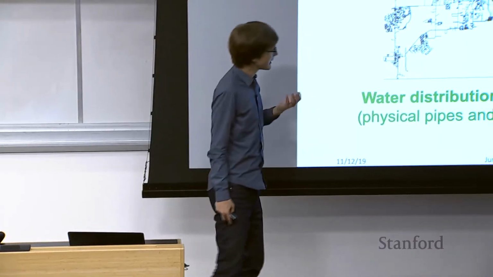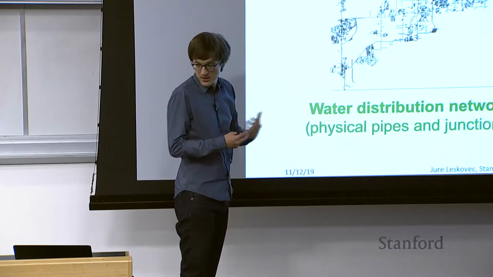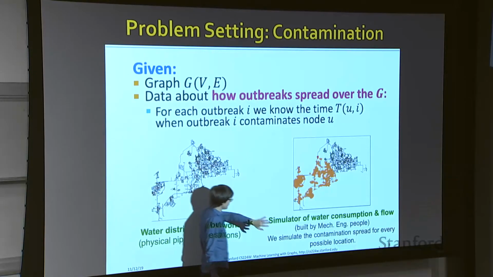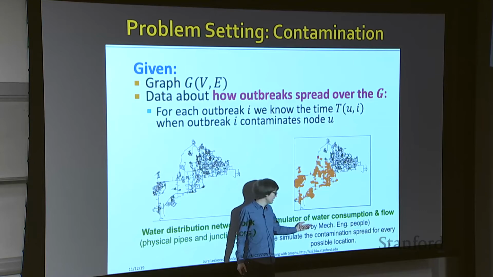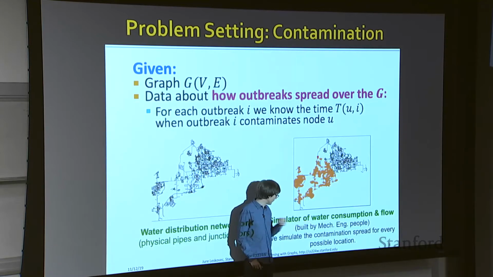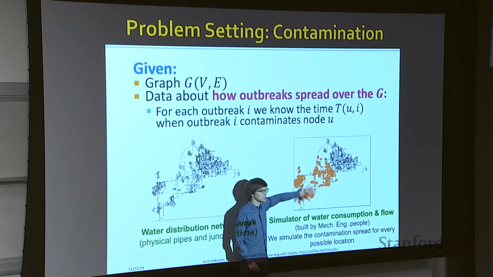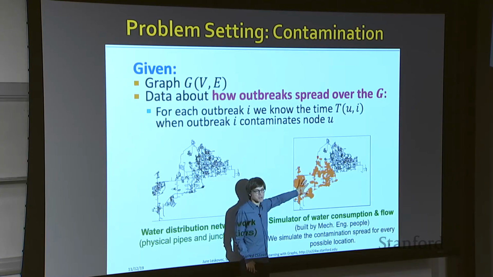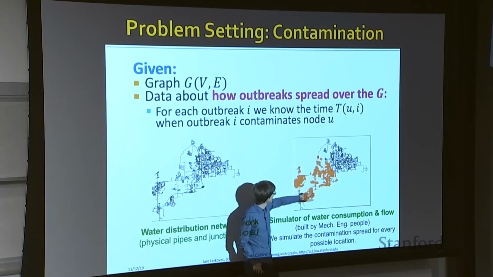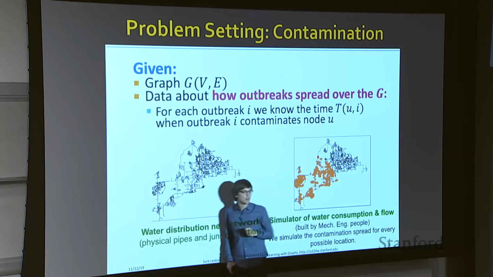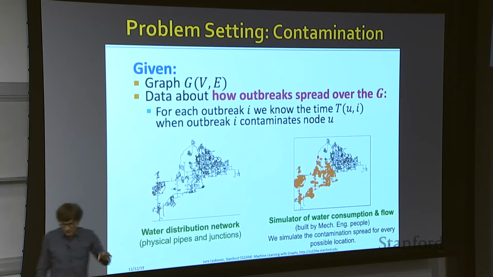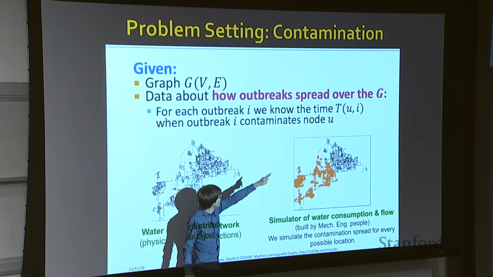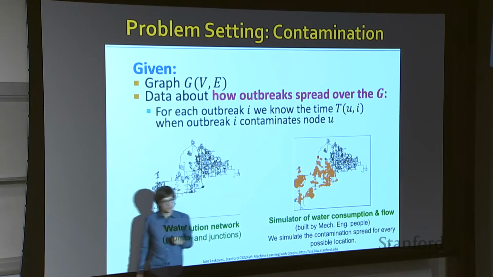Okay? And then how are we going to obtain these things for the water distribution network? We'll take the real water distribution network. We'll take this mechanical engineers built simulator of how the water flows. And we are going to simulate a lot of different contaminations in this network. And contamination will be defined by the location and time of the day, because the water usage differs across the time of the day. But again, the input is for every contamination, what node gets infected at what time.